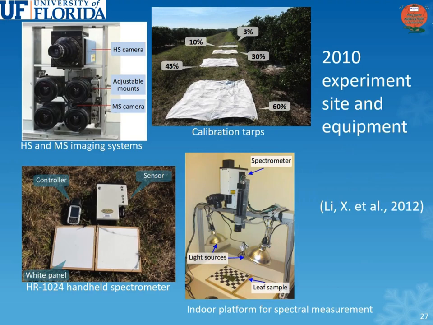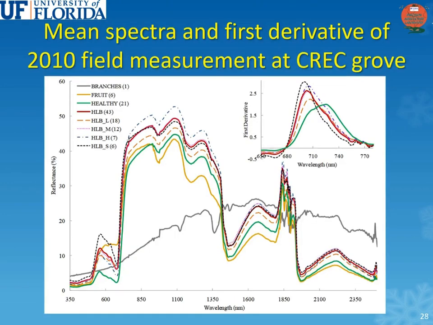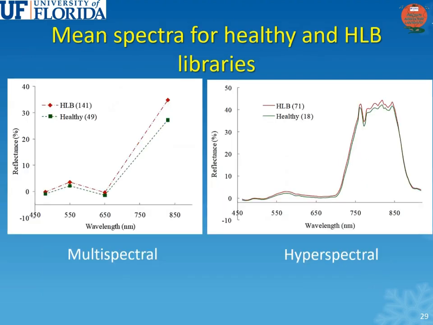We did aerial imaging again, and this slide shows the camera, the calibration tarps, and the ground measurement unit, a handheld spectrometer. This one is also the average spectrum of different classes: healthy, fruit, HLB, and branches. This one is the average spectrum of multispectral image pixels on the left and hyperspectral image pixels on the right. There is a clear difference between healthy and HLB.